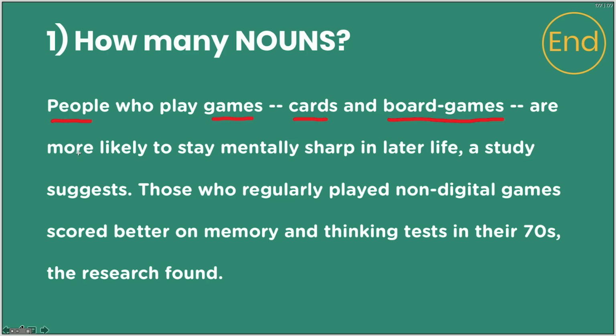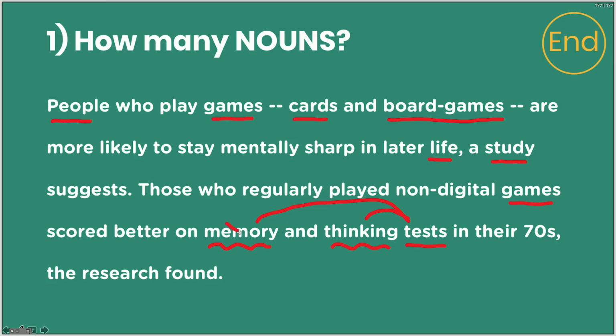What other things are there more likely to stay mentally sharp in later? Life is a noun. Study is a noun. Those who regularly played non-digital games, of course, we saw that before. That's a noun. Scored better on, here we go. This is interesting. We have memory. Now let's put a wiggly line here, and thinking, let's put a wiggly line here, because in fact, this is a noun, tests, but thinking and memory are actually functioning as adjectives for this noun tests here.